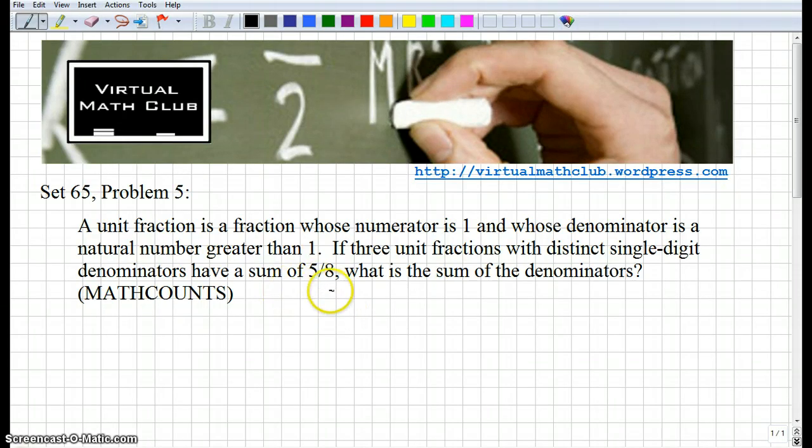Okay, so we're looking for 1 over a plus 1 over b plus 1 over c is equal to 5/8. Okay?